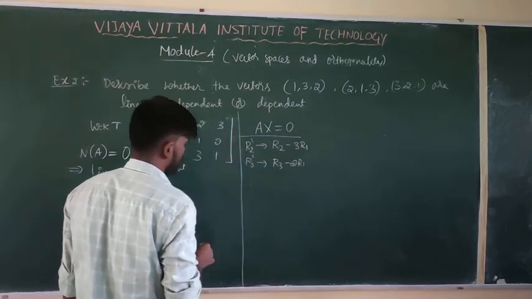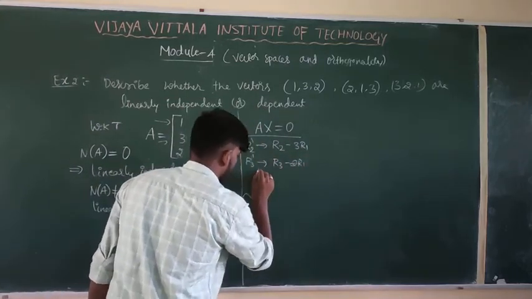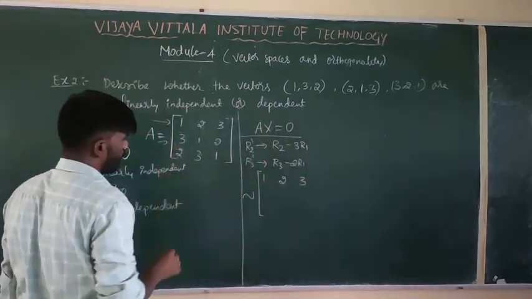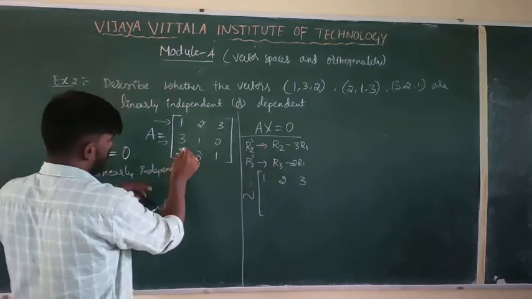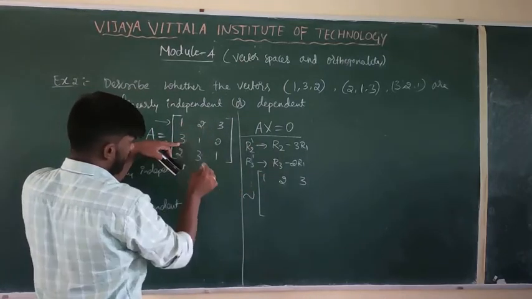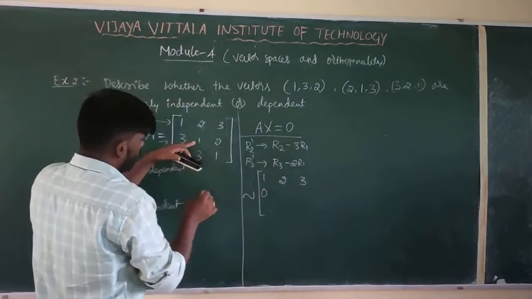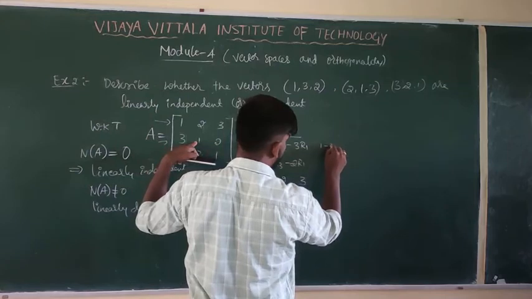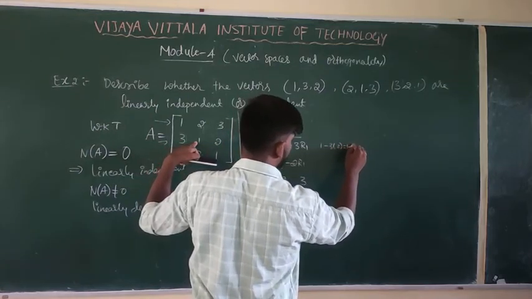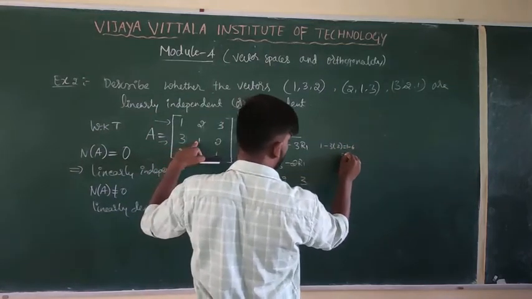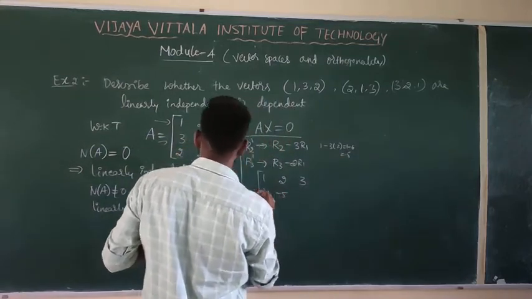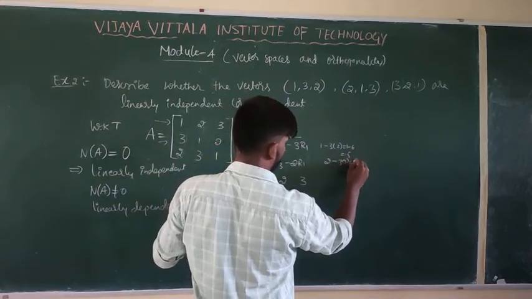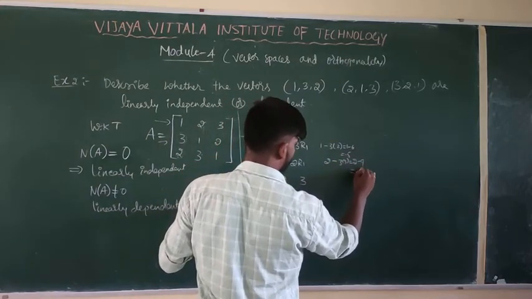These are the operations. The resulting matrix has first row 1, 2, 3, same as it is. In the second row, R2 minus 3 R1: 3 minus 3 into 1 gives 0, 1 minus 3 into 2, that is 1 minus 6, gives minus 5. And 2 minus 3 into 3, so 2 minus 9 gives minus 7.